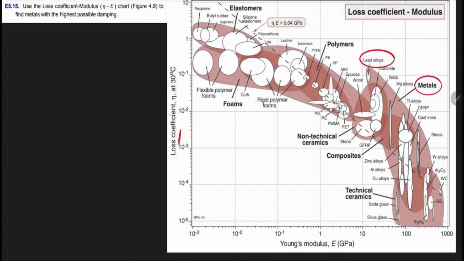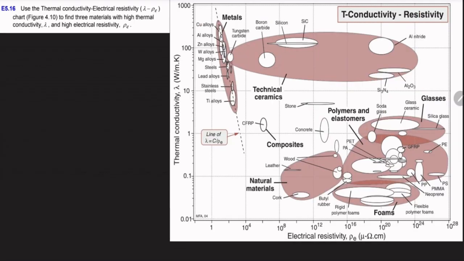Everything here is concrete, brick, so they fall under composite materials. Then we have magnesium alloys, which is this one. The next highest one should be this tall one, and if you look at the chart closely, I think it is aluminum alloys. So these are the three best metals with the highest possible damping. The best materials are lead alloys and magnesium alloys, then you can add aluminum alloys. So that's it for this question. Let's move on to the next one.